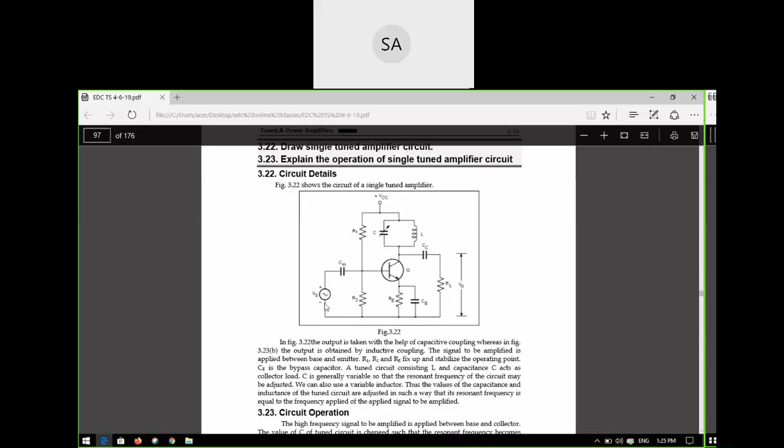Vs is the input signal, V0 is the output signal, which is taken across the RL, and it is connected at the collector. So where you have taken at the collector, you are taking the output. So VCC is connected as a power supply.